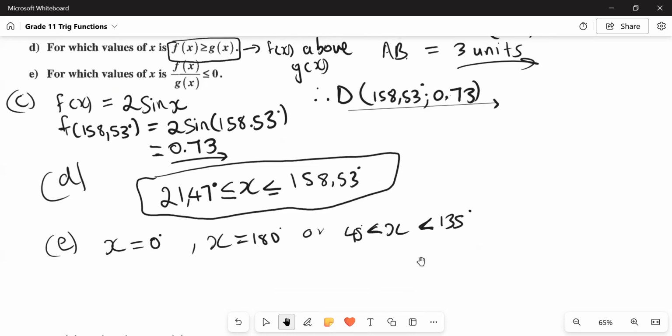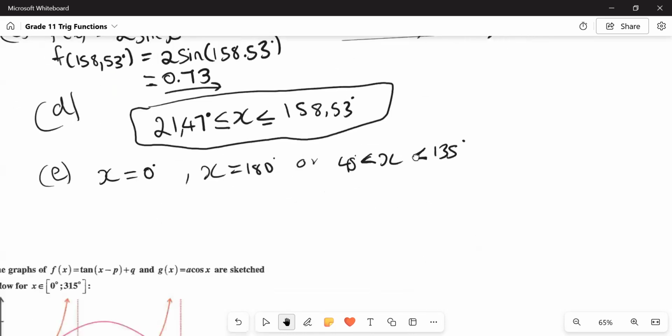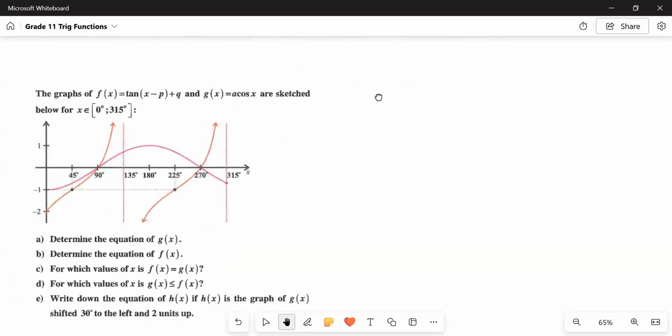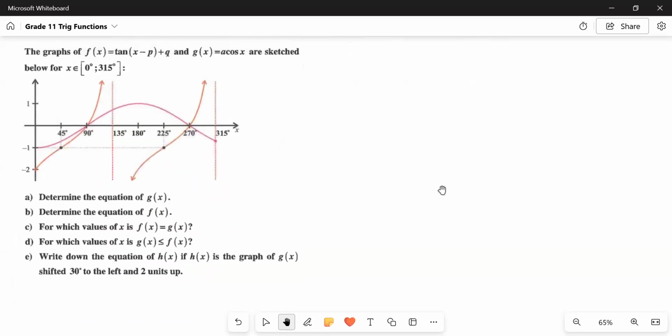Perfect. Now let's move to another example.